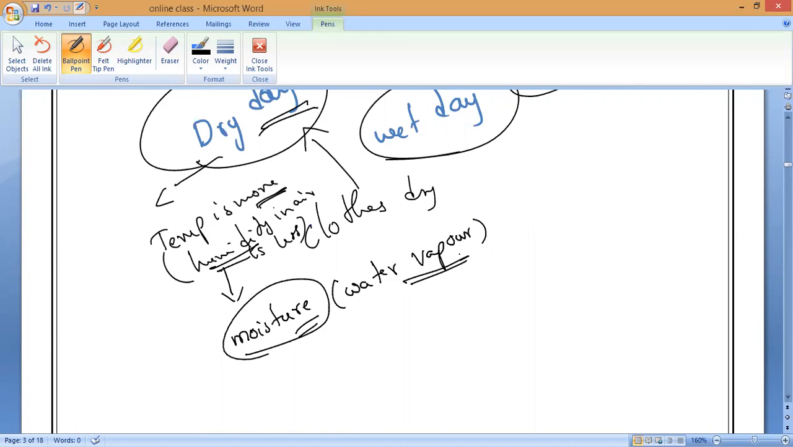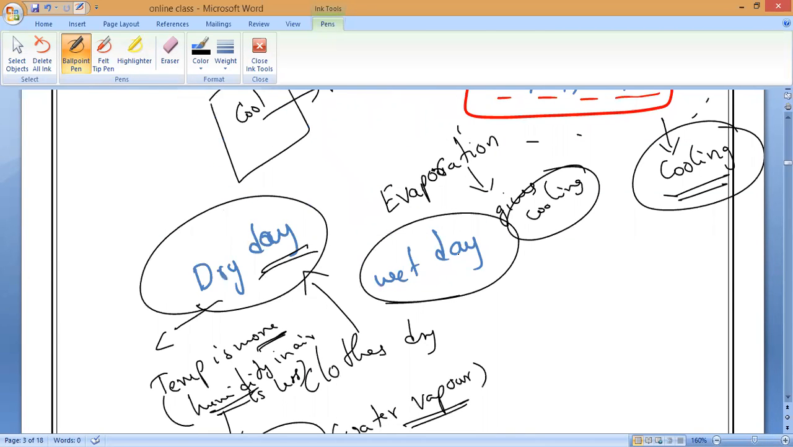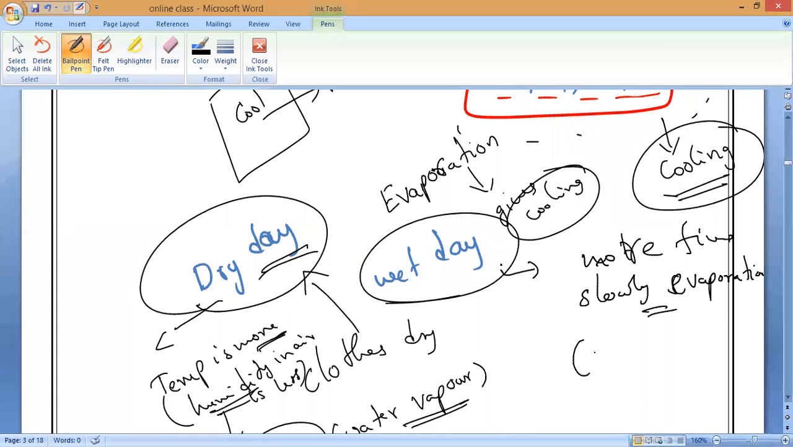If we take the winter season or a wet day, or a rainy day, the rate of evaporation, meaning drying clothes, will take a long time. What is the reason? Evaporation will take place very slowly. Slow rate of evaporation, so it will take more time. Do you understand, everyone? Please respond. More time because of low temperature.